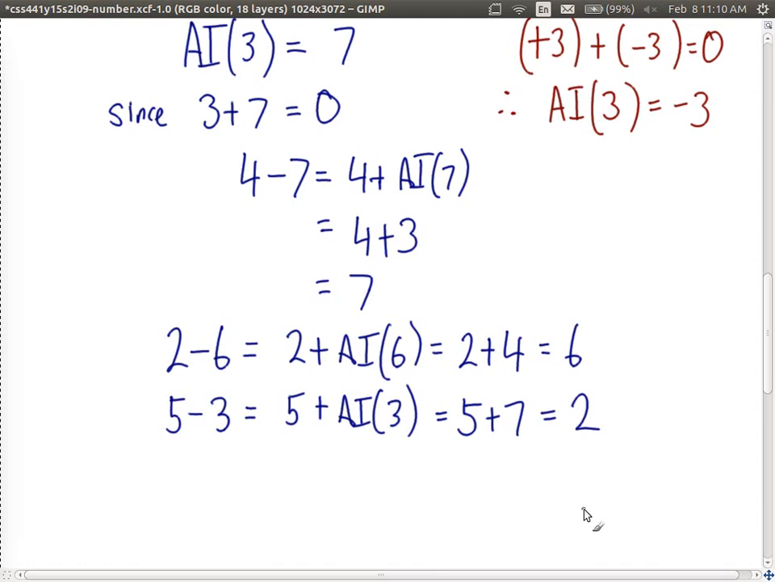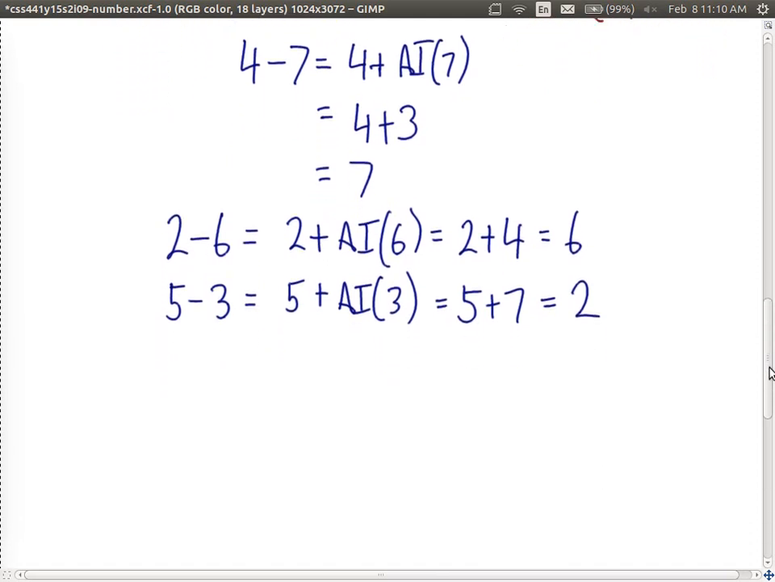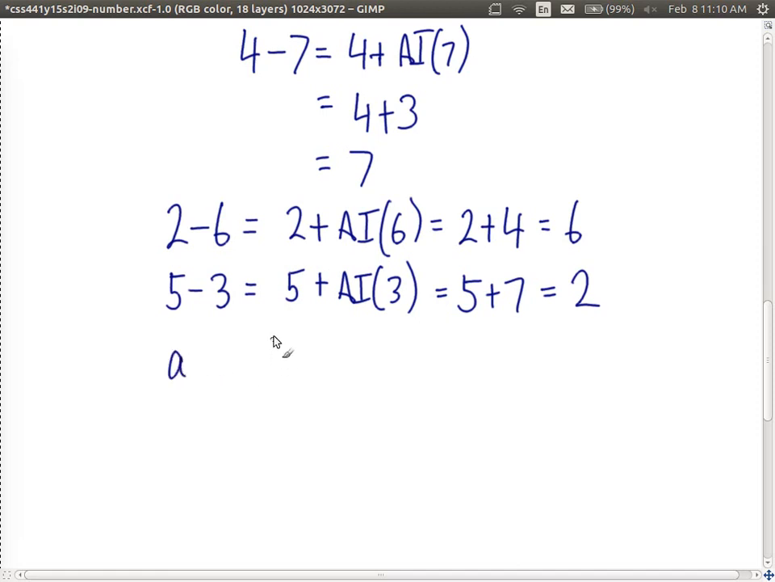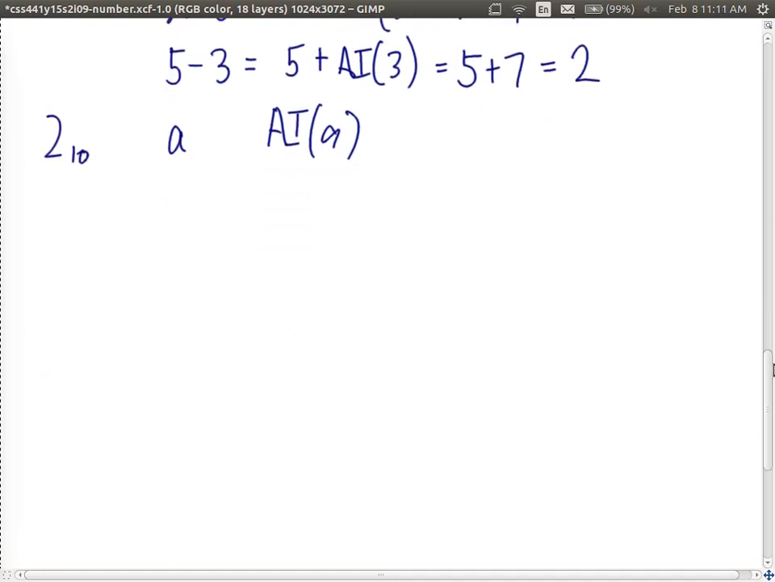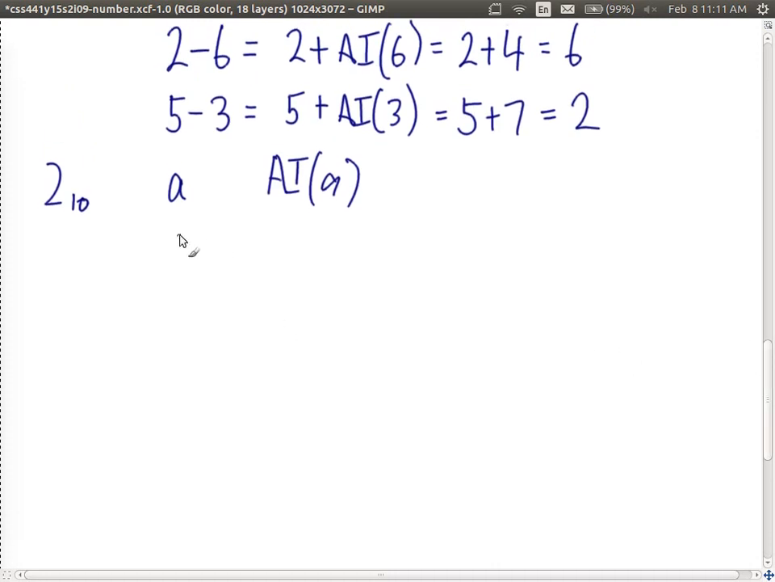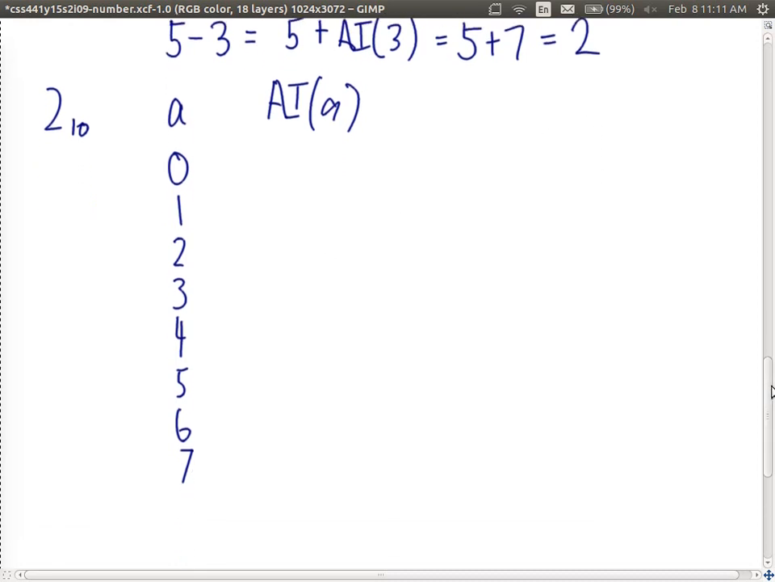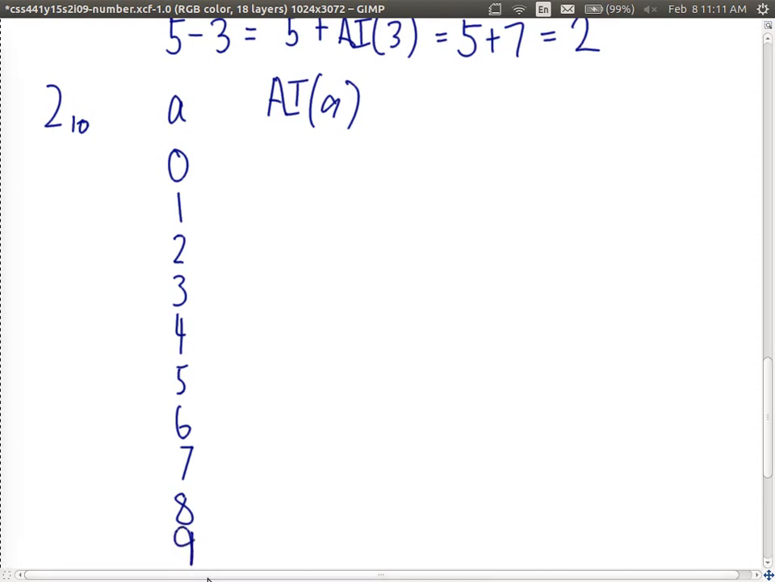Back to the additive inverse. Let's consider all possible values in our set. We're in Z10. A can be 0. These are the possible values that we can operate with in Z10. What are their additive inverses? 0 plus what gives us 0, mod 10? These are easy.